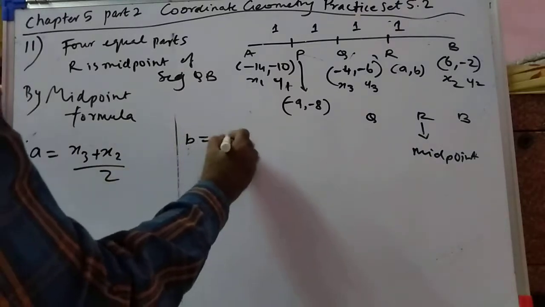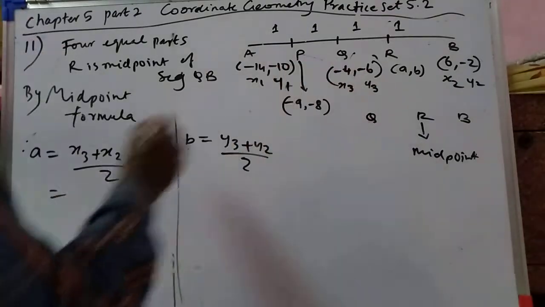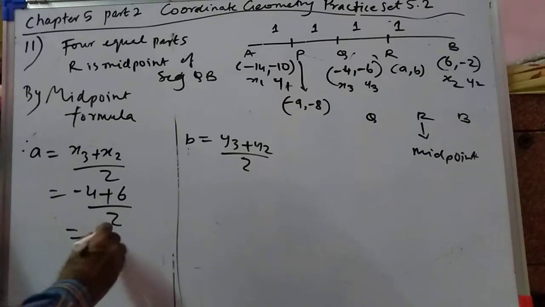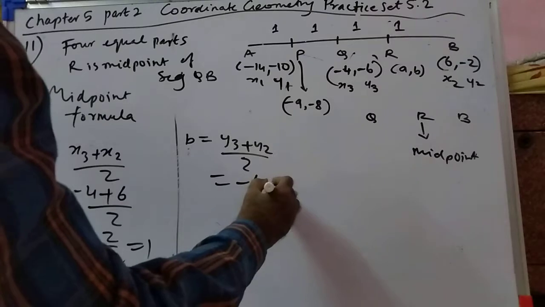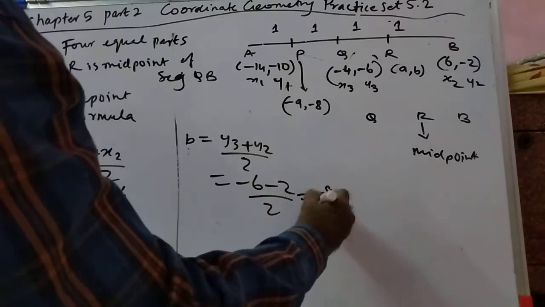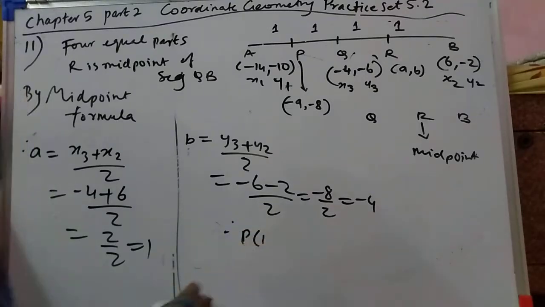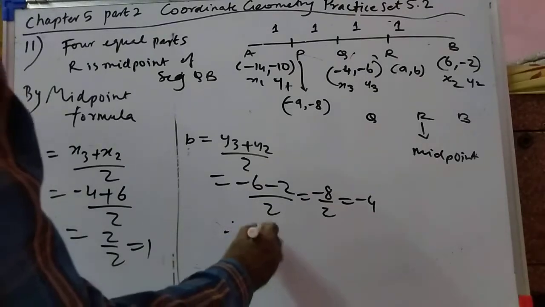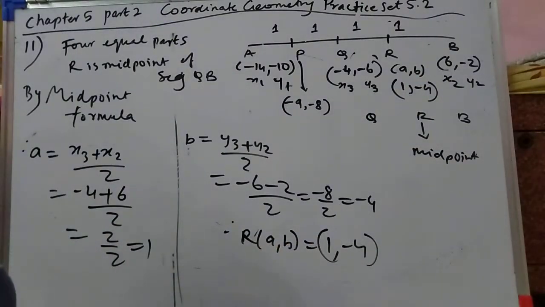And b is equal to (y3 plus y2) upon 2. So x3 is (minus 4 plus 6) upon 2, that is 2 upon 2, 1. And here y3 is (minus 6 minus 2) upon 2, minus 8 upon 2, minus 4. Therefore, point R (a, b) is equal to (1, minus 4). Okay, I hope you got this. Next we'll do the 12th problem.